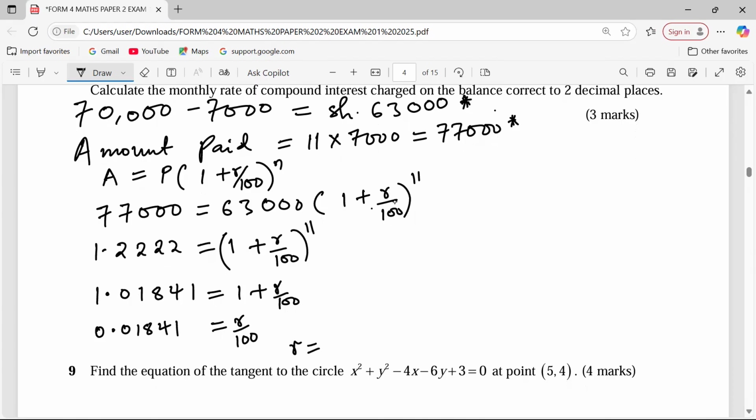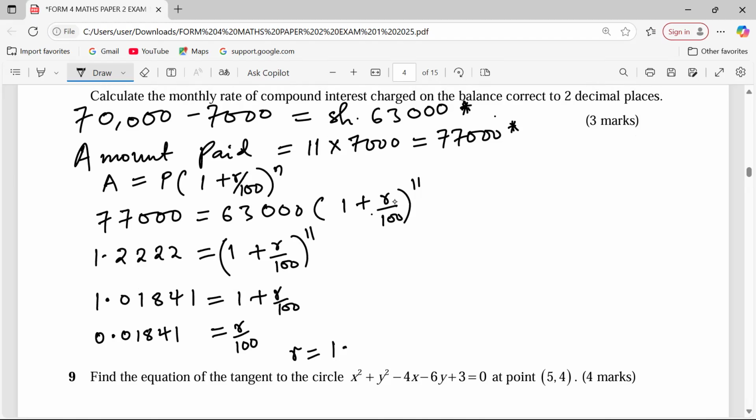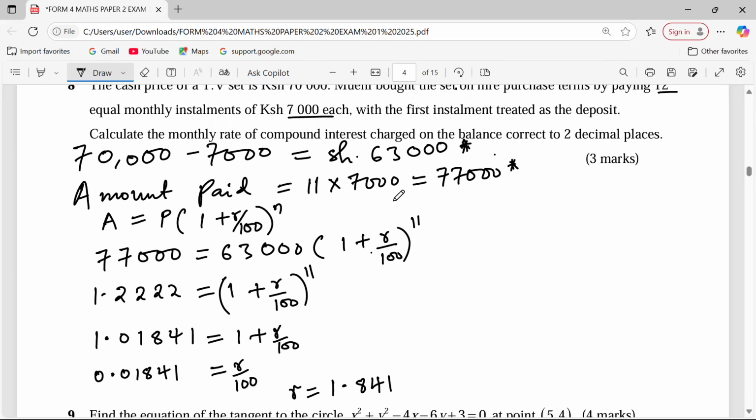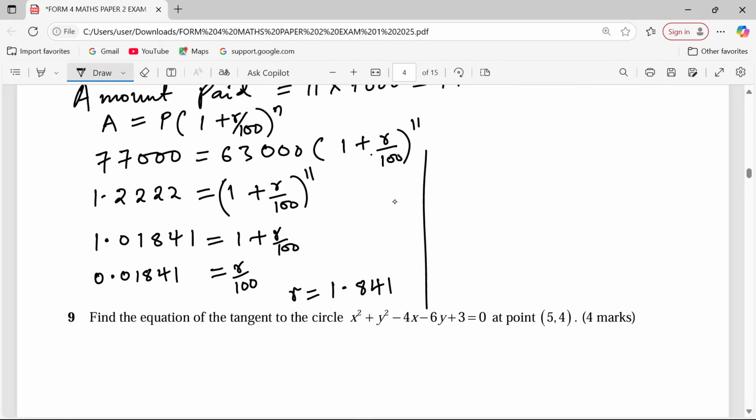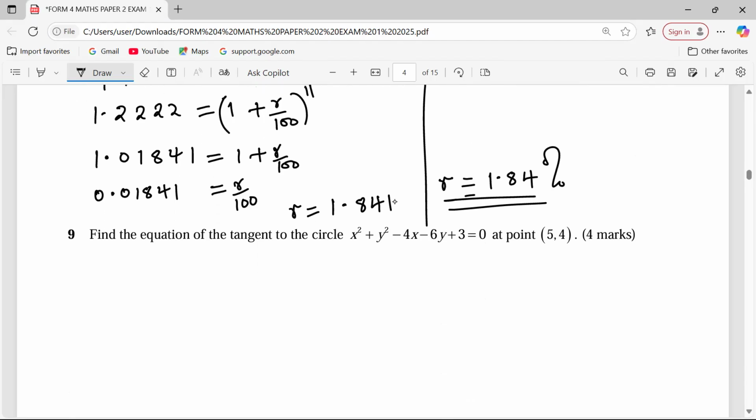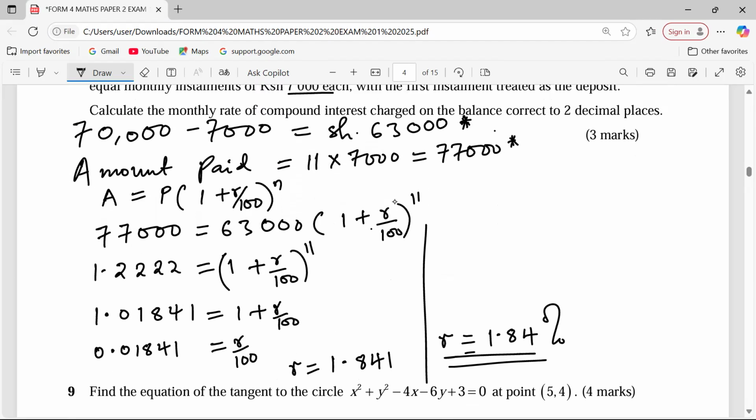We can now multiply by 100, so that we have 1.841. Let me check the accuracy demanded. 2 decimal places. If we need the answer in 2 decimal places, then the value of r shall be 1.84%. Yeah, 1.84%. That is it. So that is how we get the rate.